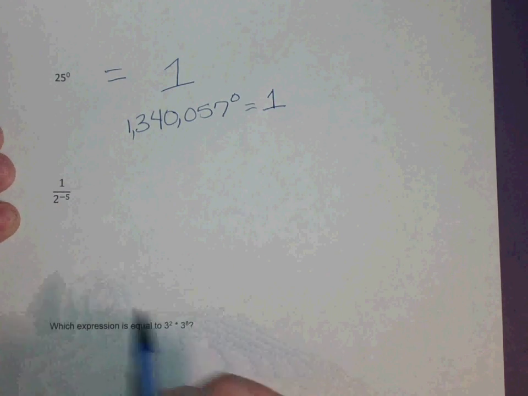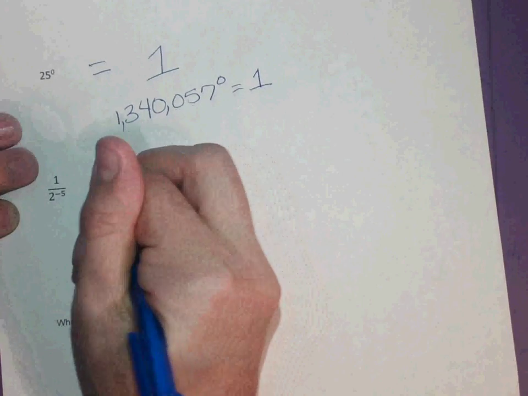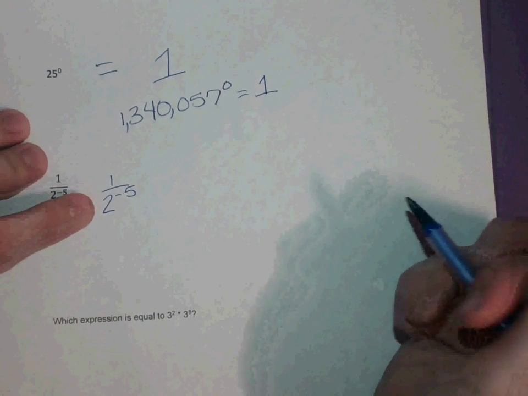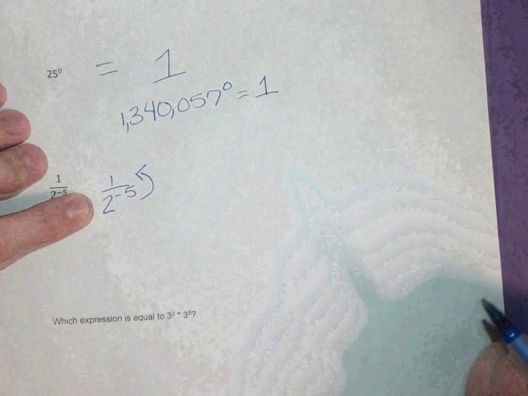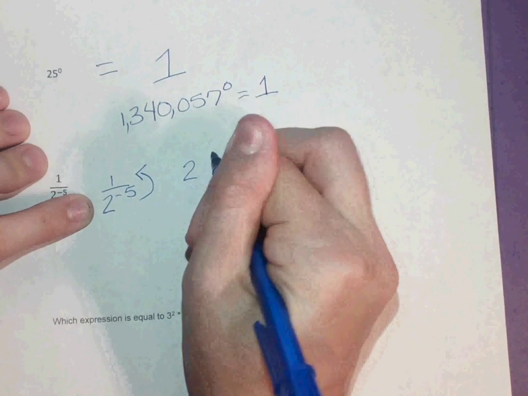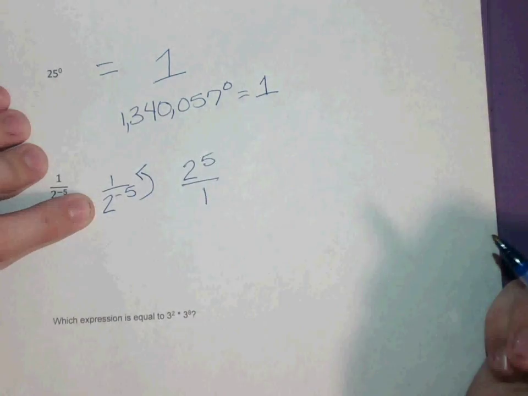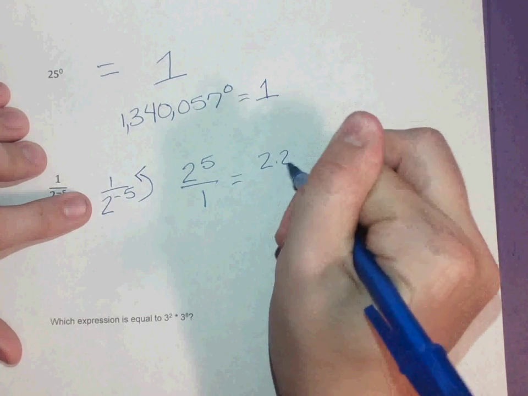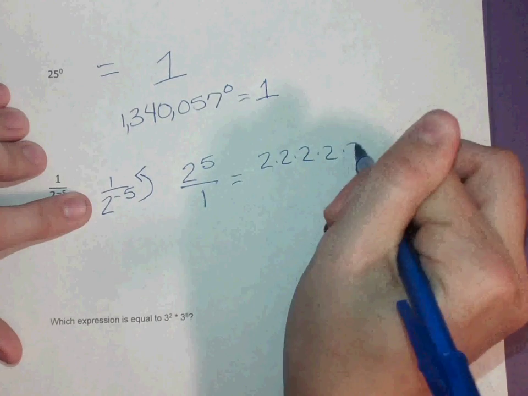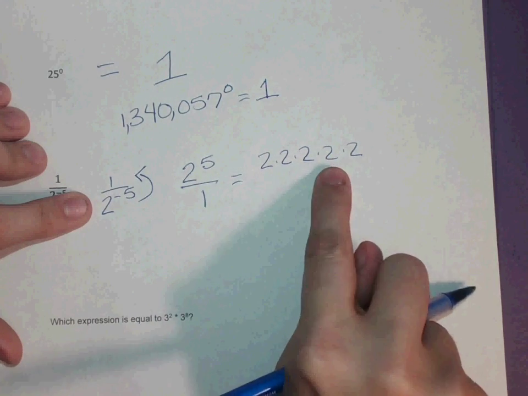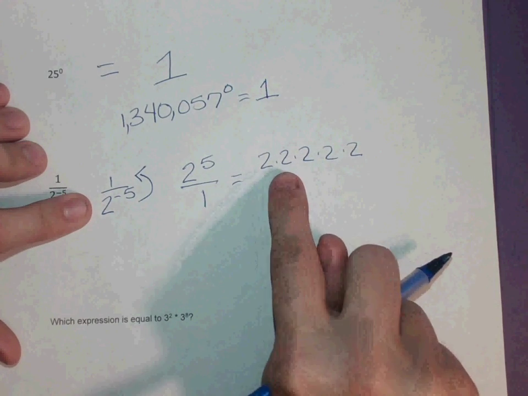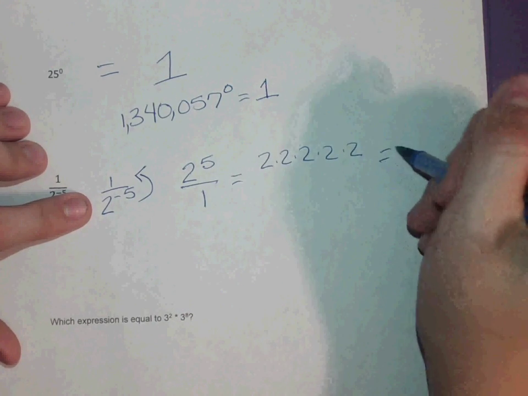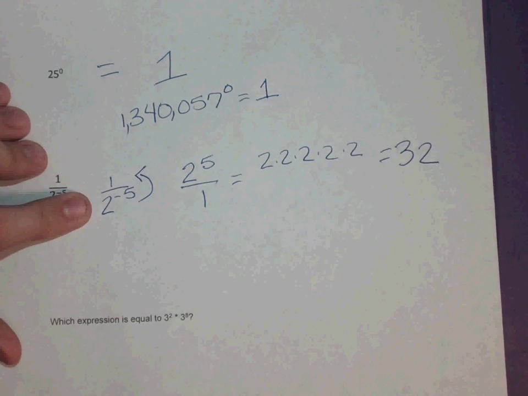Okay, 1 divided by 2 to the negative 5th. Remember before I said make sure that you always change it to its reciprocal to make that power a positive, or you just move it across that fraction bar. So to make this positive, we change it to its reciprocal, which is 2 to the 5th over 1. We could also simplify that to 2 times 2 times 2 times 2 times 2. 2 times 2 is 4, times 2 is 8, times 2 is 16, times 2 is 32.